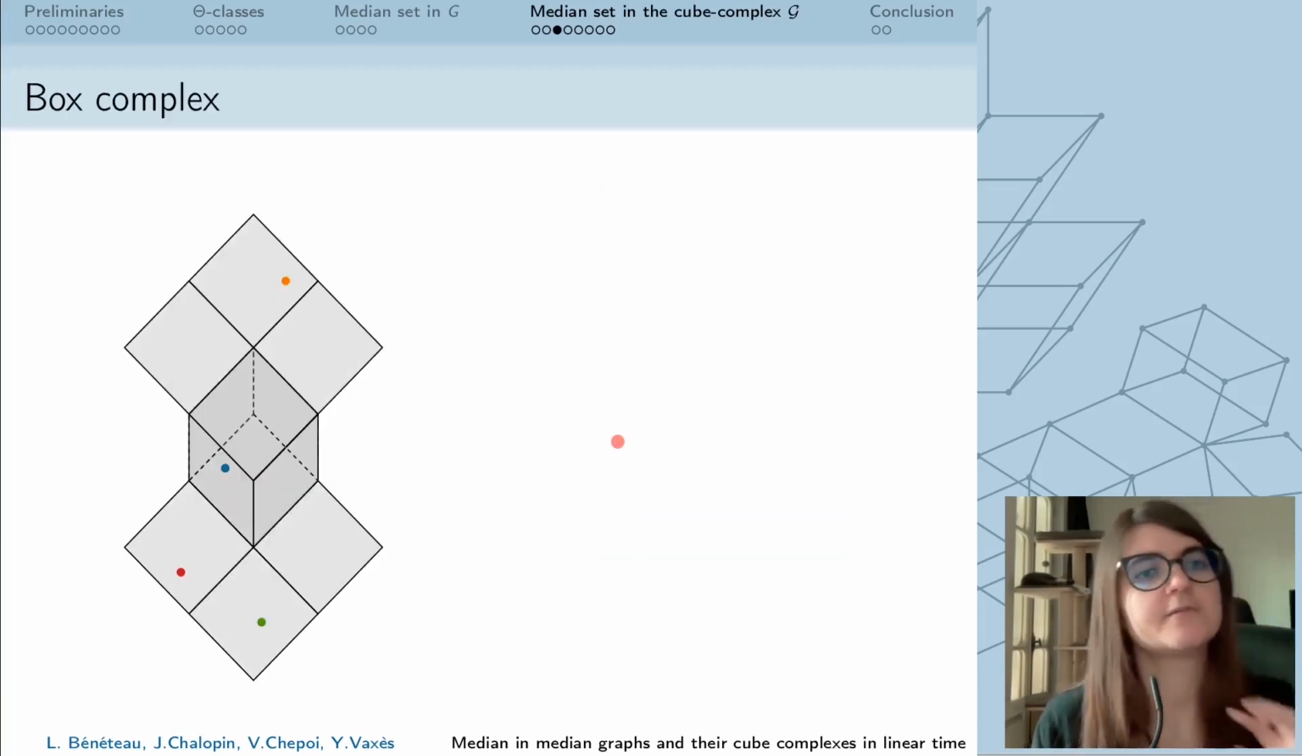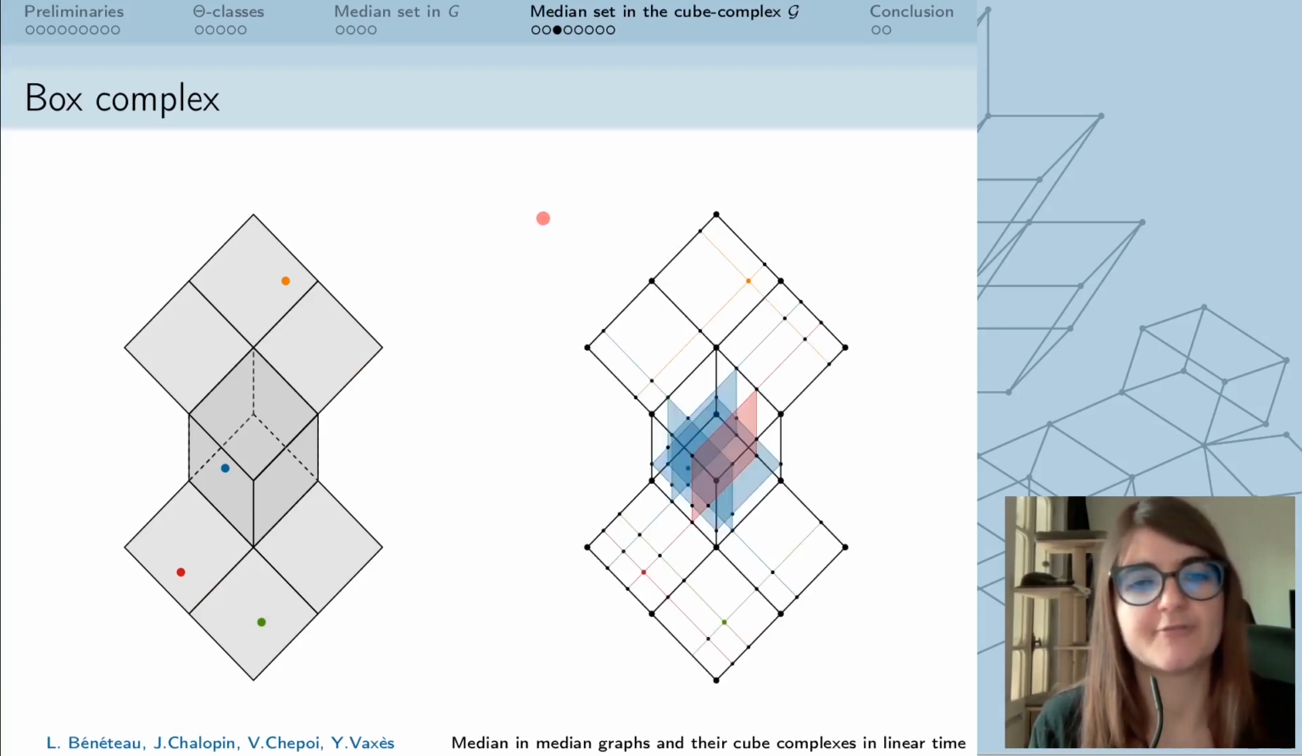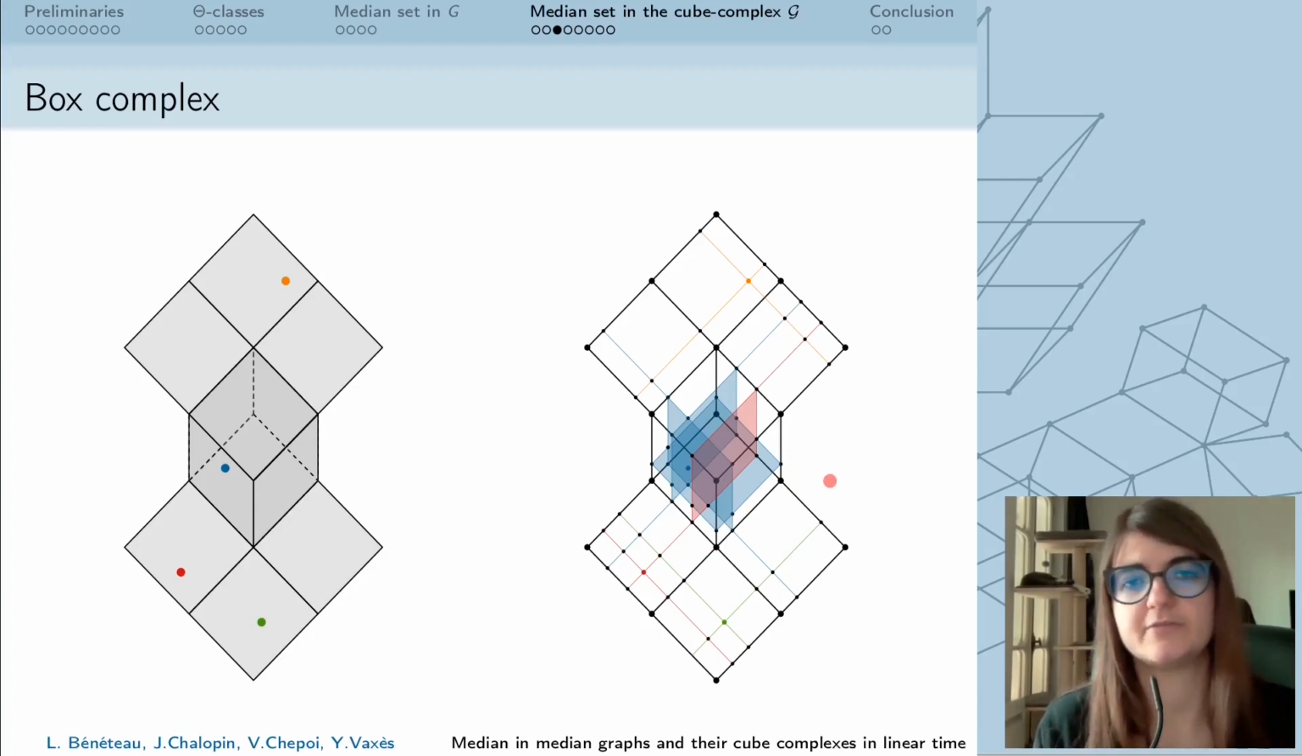Okay, the box. Computing the median set in the L1 cube complex is equivalent to computing the median set in this graph, which is called the box complex, and which is obtained by dividing the median graph by each hyperplane that goes through a terminal. But as you can see, it's really not effective in terms of complexity, so we will try to compute the median set, but not computing the box complex.